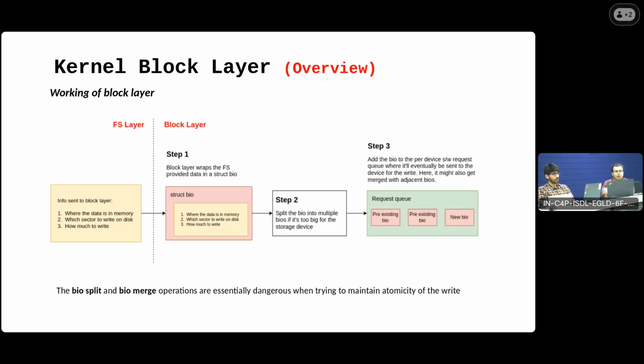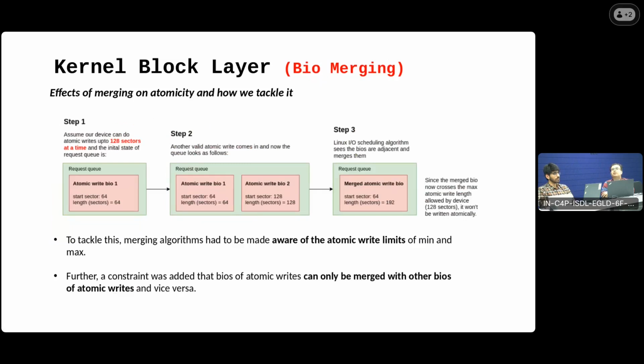Yeah, so let's talk about one other very common constraint. For example, when you have multiple small bio requests coming from user space, and let's take step 1 here, right?